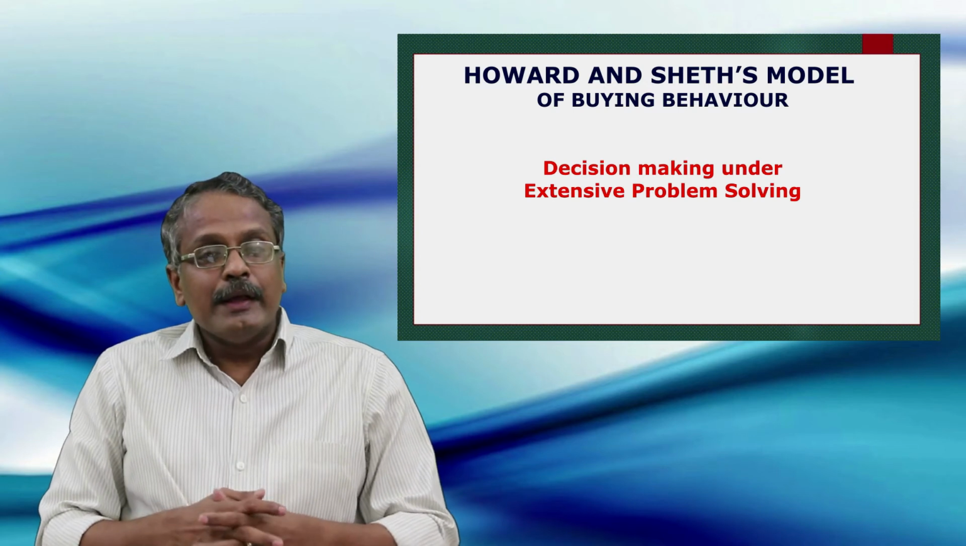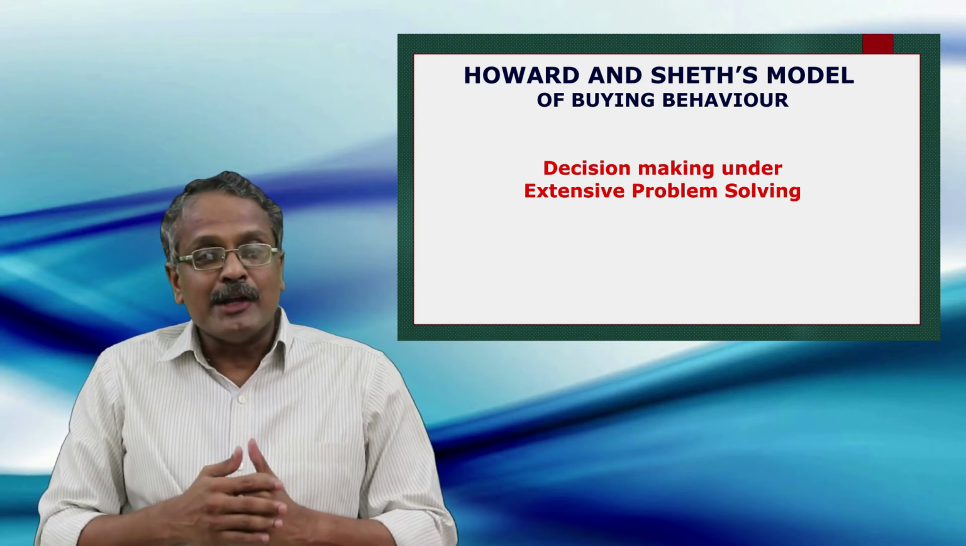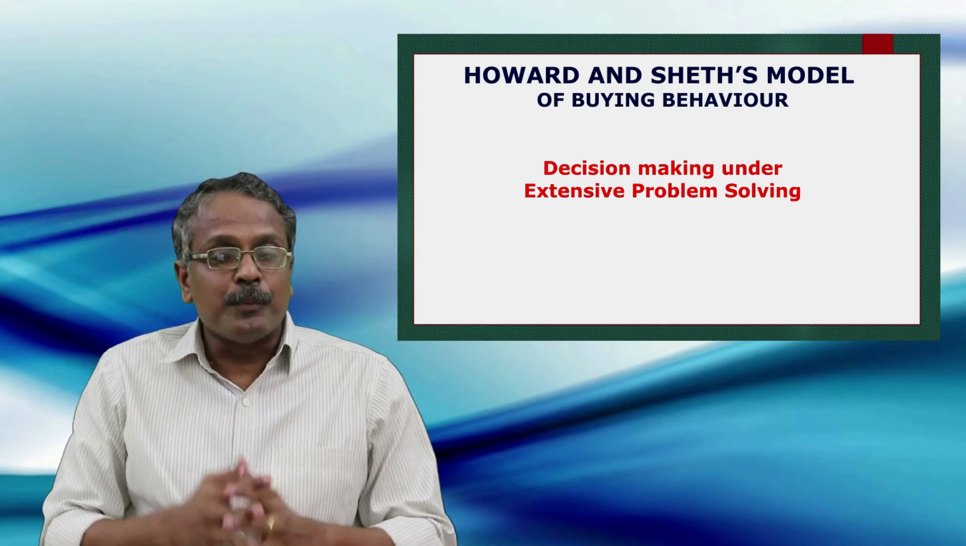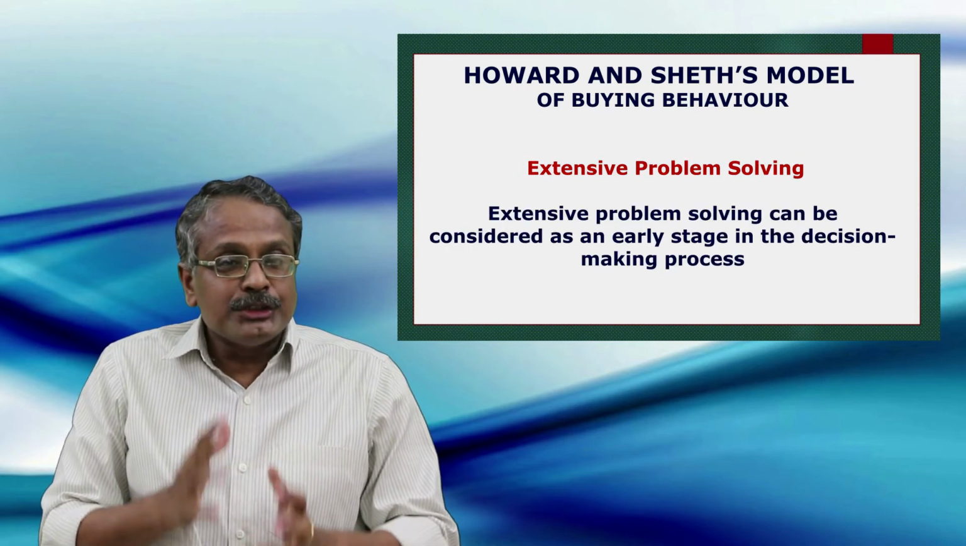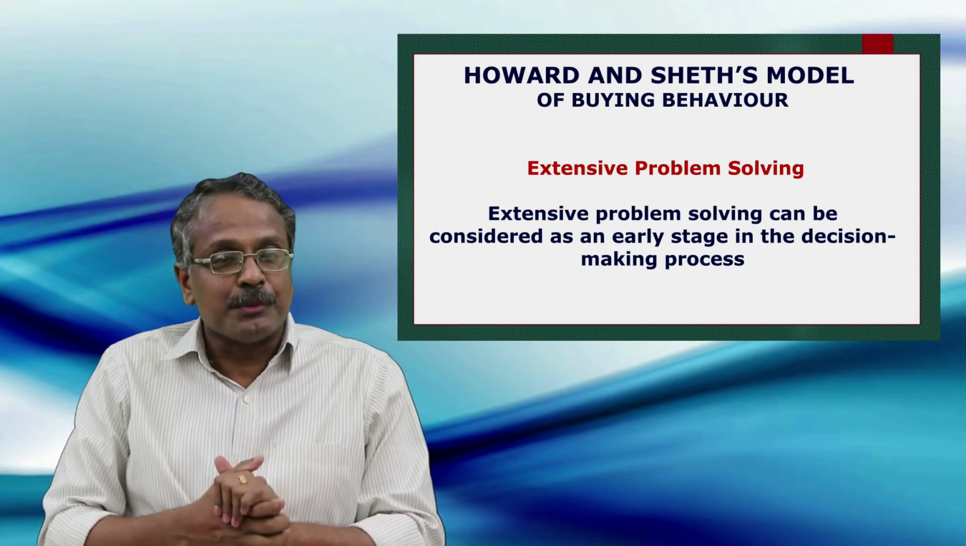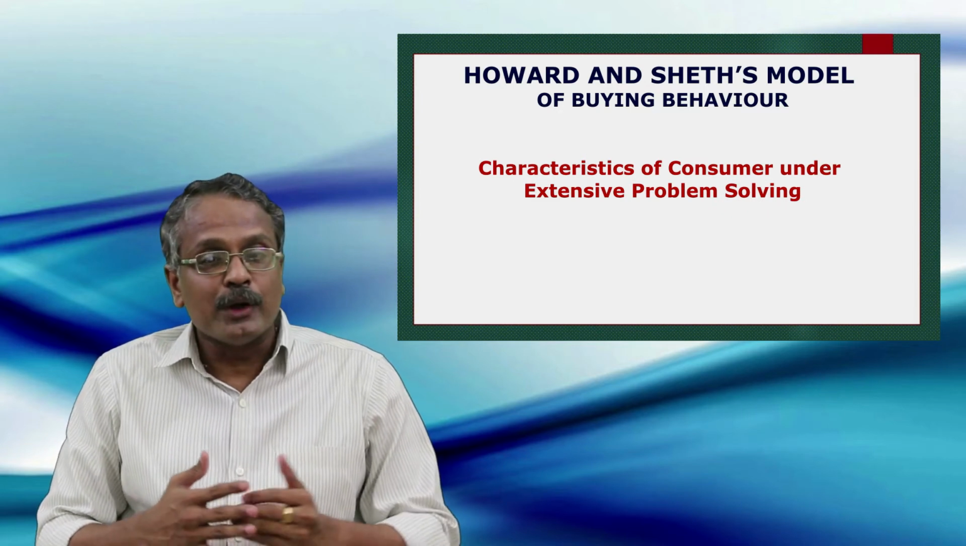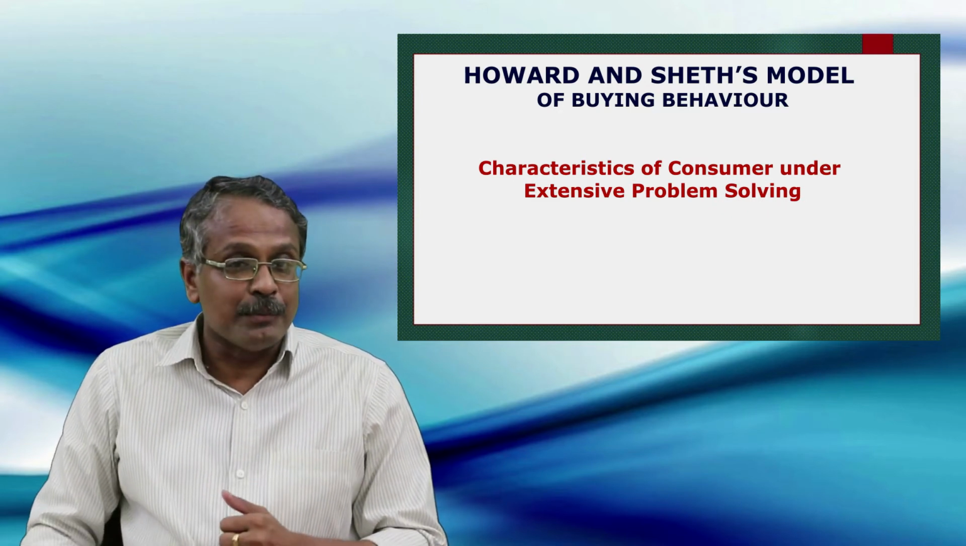Now we can examine the decision making process under different levels. At first, the extensive problem solving. Extensive problem solving can be considered as an early stage in the decision making process. We can look at the characteristics of a consumer who goes through the extensive decision making process.